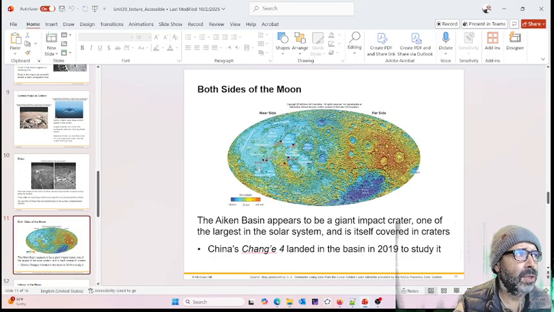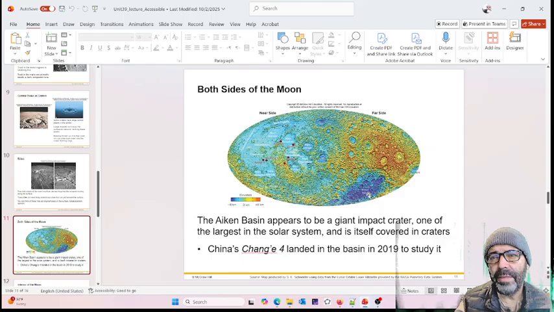Both of them are similar, more or less, except that the front side has more lowlands, more Marias, than the other side. Although this Maria in here is actually Aitken Maria, a very, very deep one, and that's actually the subject of the Chinese mission in 2019. They landed in there to study the surface of the moon.